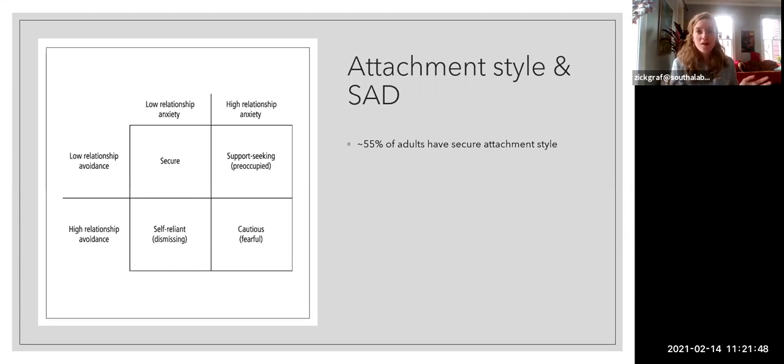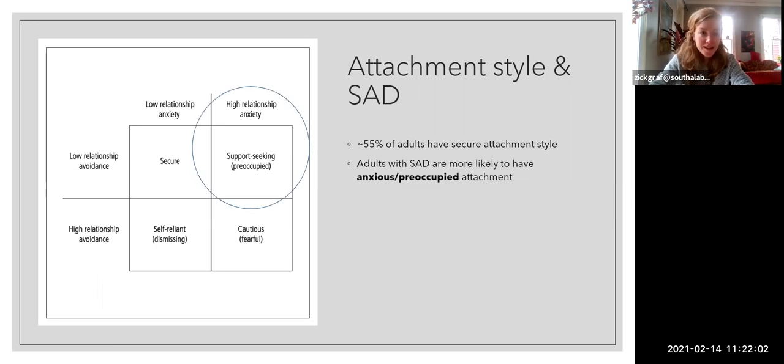The other dimension involved in attachment is how much you seek out or avoid close relationships. So people who are low on this dimension of relationship avoidance, but high on the dimension of relationship anxiety, people who really, really want to be in close relationships, but who worry a lot about abandonment and being left when they're in those close relationships, have what's known as preoccupied or anxious attachment. And this attachment style, wanting to be really close to people, but also being terrified of being abandoned, characterizes most people with separation anxiety disorder.